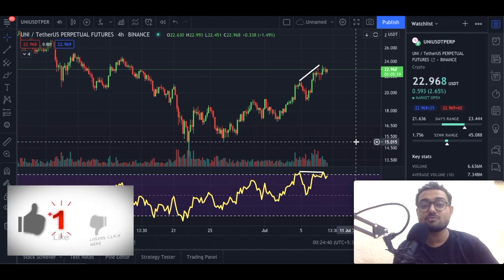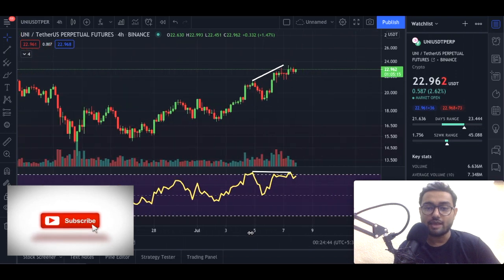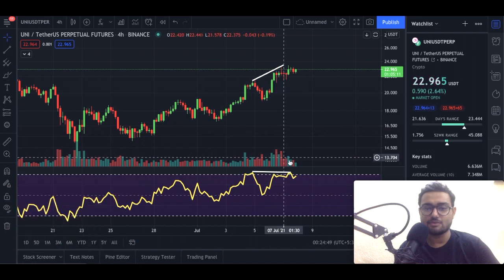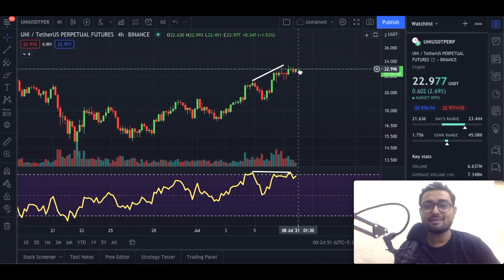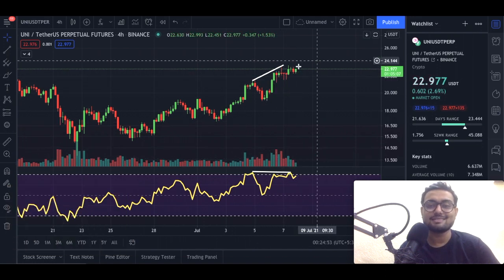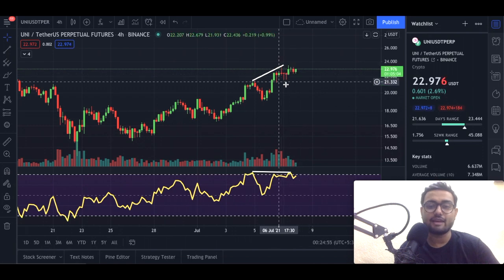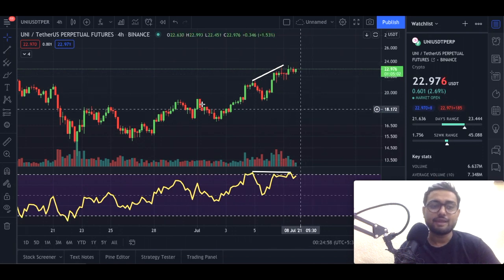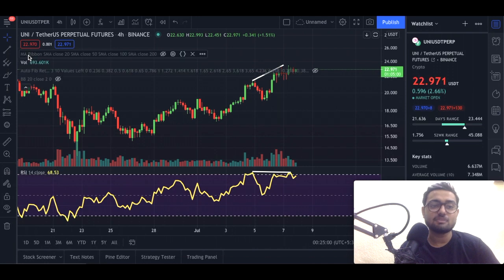Also, one of the things of concern to me currently is the volume. As we can see, the volume has been declining over the last couple of days. If we are not able to get good volumes, then sustaining in these regions would be difficult, and we might come back and test the different levels of supports and resistances.